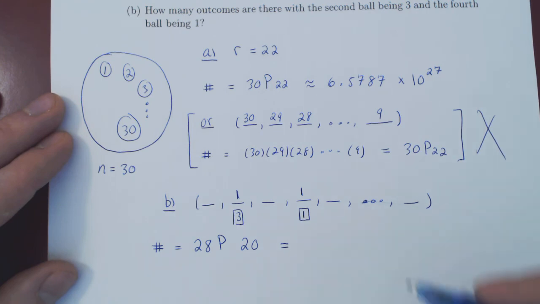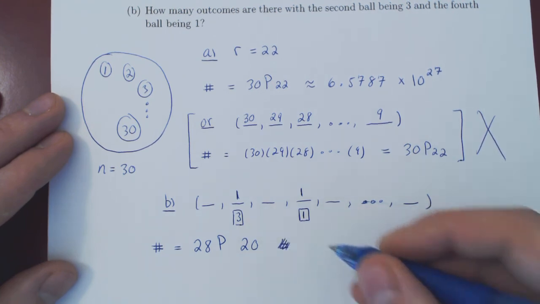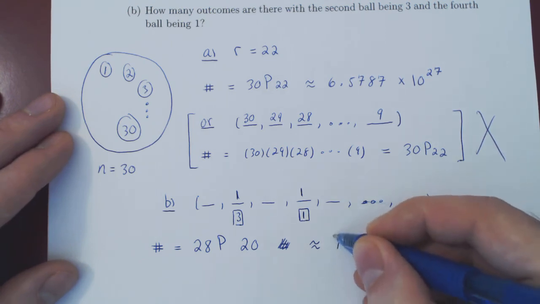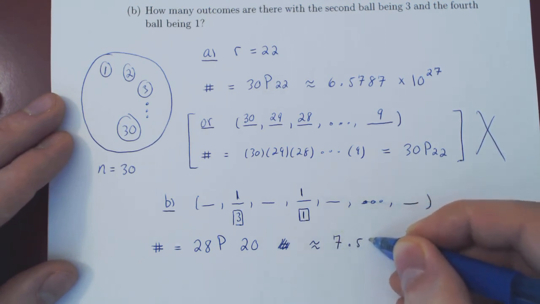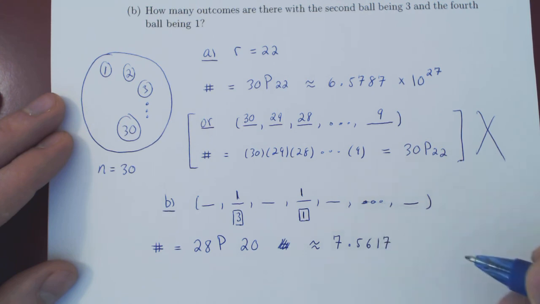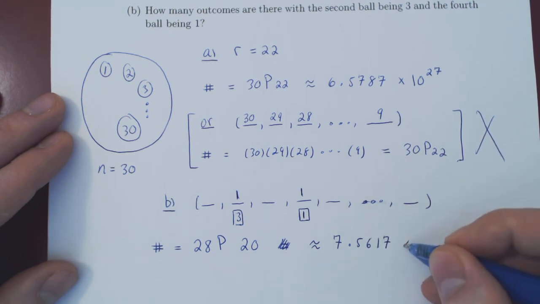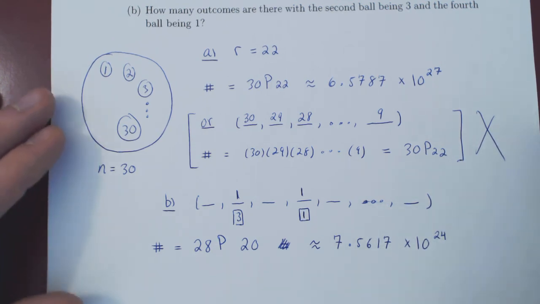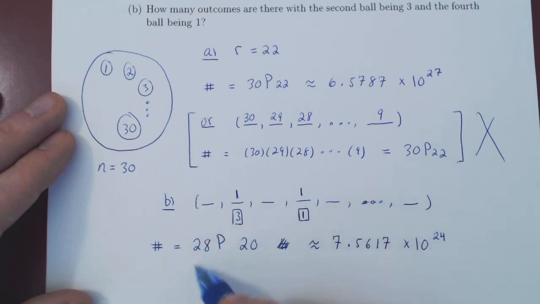And if you punch this in again, it's a very large number. So rounding off, it is approximately 7.5617 times 10 to the 24. So again, a huge number of possible outcomes. But with the shortcut formula, this takes 2 seconds to punch in and to get the final answer.